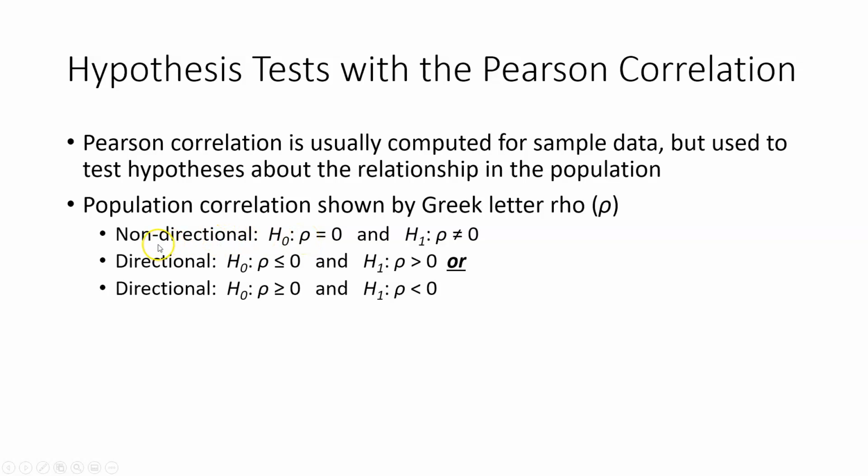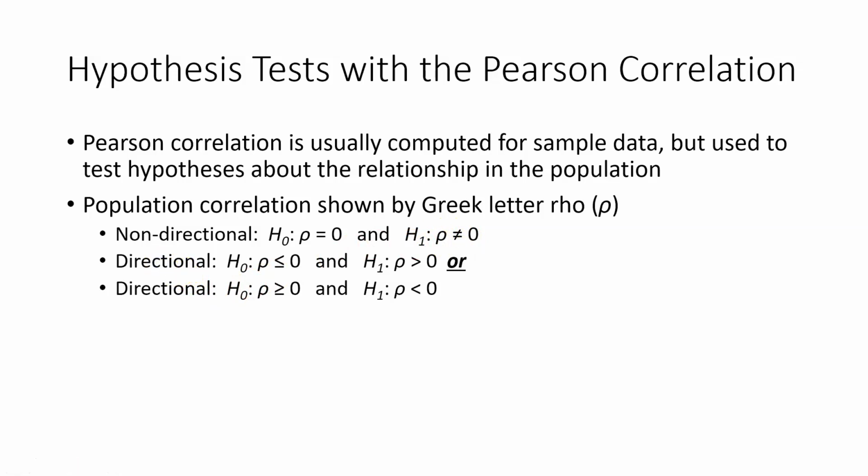So if we're doing a non-directional hypothesis test, then we would say the null hypothesis is that the correlation in the population is nothing. There is none. The two variables are not related to each other. And the alternative hypothesis is the opposite of that: the correlation is something other than zero, that there is a relationship in the population between those two variables. There is a correlation.